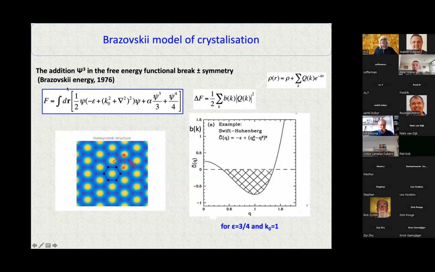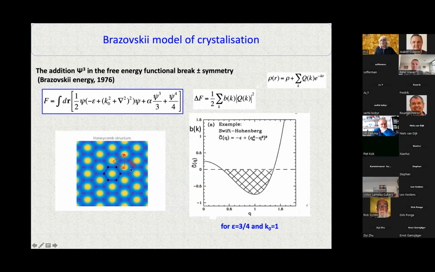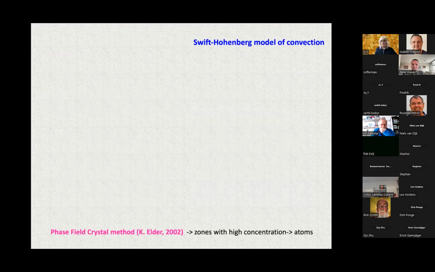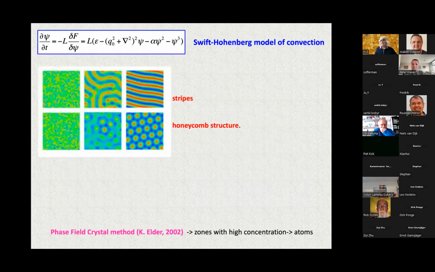But anyway, at the beginning, it was first introduced by Brazovsky, this free energy, which contains some supplementary term, K0, that gives the possibility to obtain some periodic distribution of the higher concentration zone. Then, approximately in the same period, Swift-Hohenberg became interested in convection phenomena.